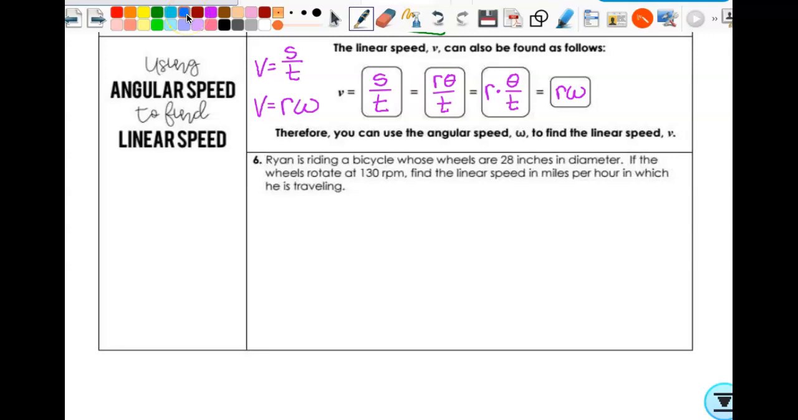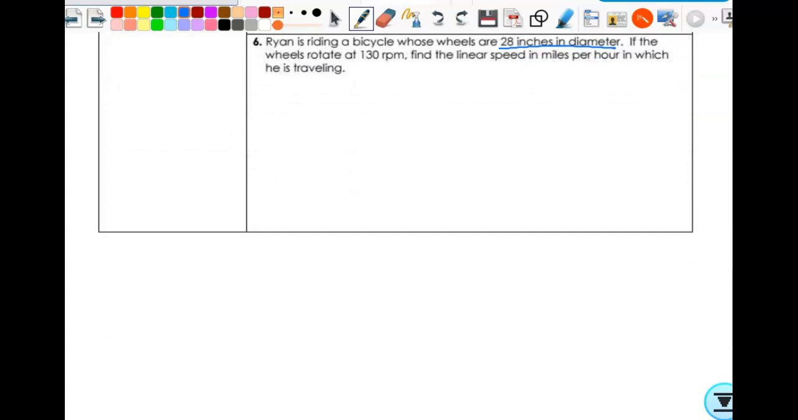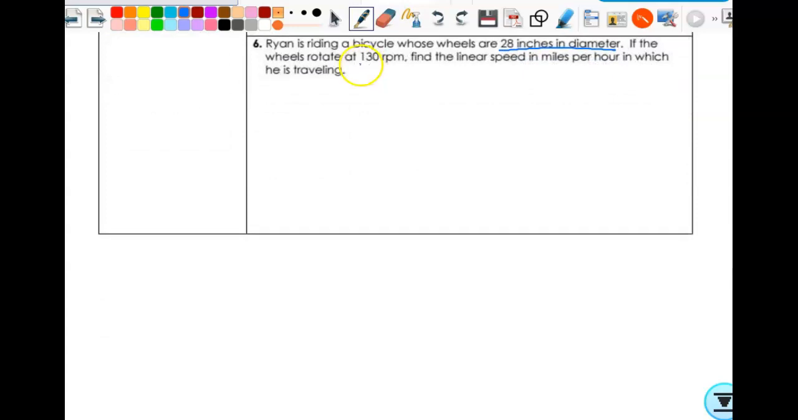Okay, so Ryan is riding a bicycle whose wheels are 28 inches in diameter. And by the way, there's a question on the assignment that talks about wheels. When you give a dimension on wheels, it is the diameter. I know if you're not familiar with wheels, you don't necessarily know that. So this one says it. The other one doesn't say diameter, but that's how they're measured. If the wheels rotate at 130 RPMs, find the linear speed in miles per hour in which he is traveling.